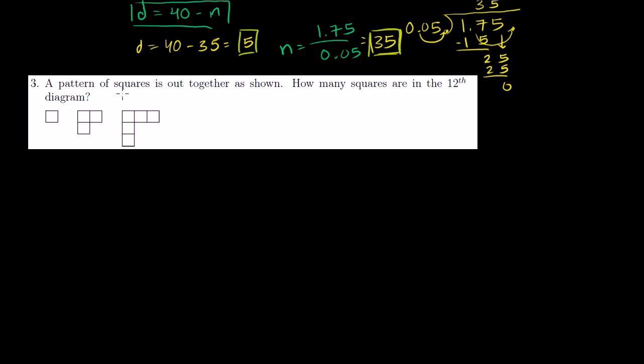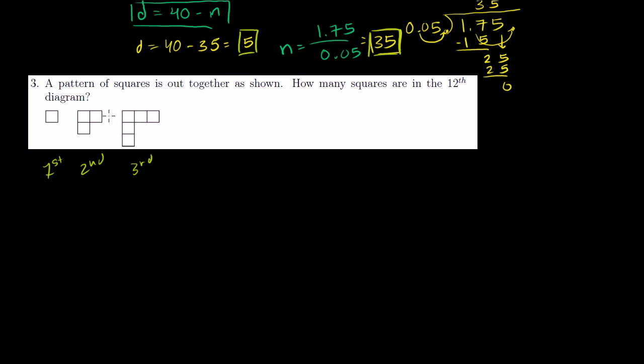A pattern of squares is put together as shown. How many squares are in the 12th diagram? So let's see what's happening. So this is the first. That is the second. That is the third.